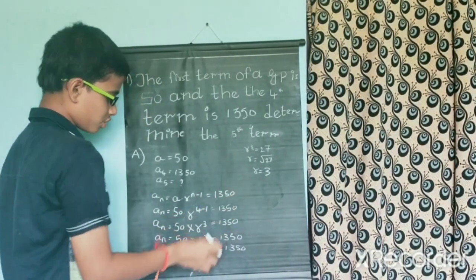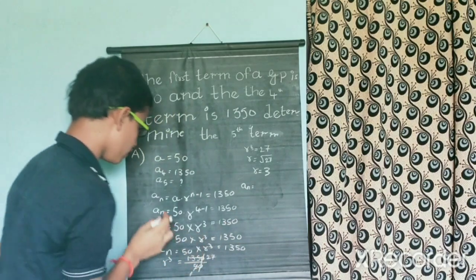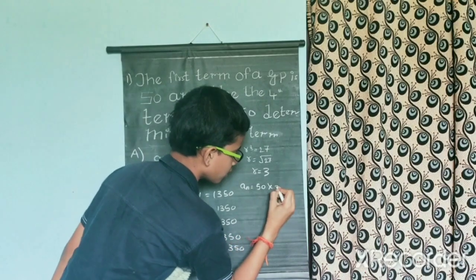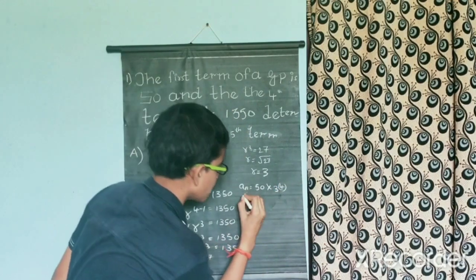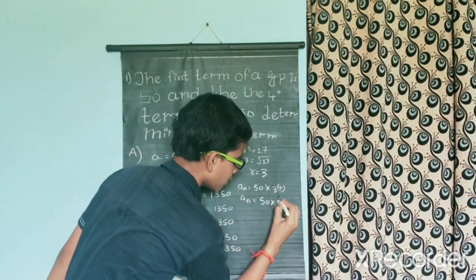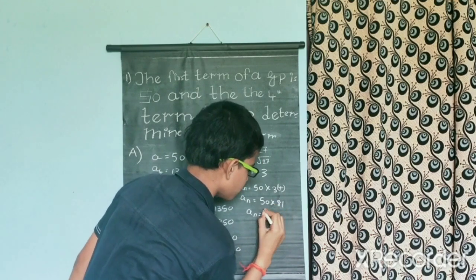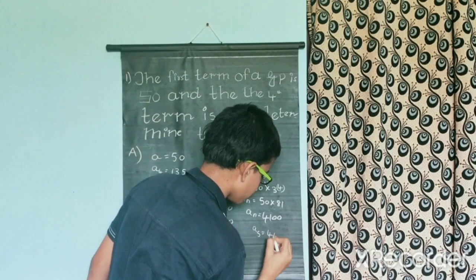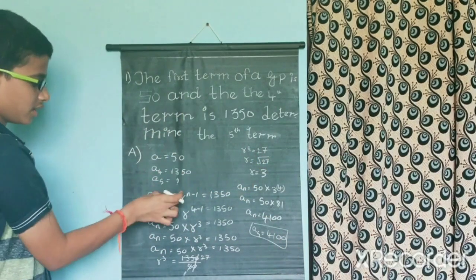Here we found the r value. Substitute in this nth term formula: a5 equals 50 into 3 power 4, and 3 power 4 is 81. So a5 equals 50 into 81, which is 4050. This problem is an example for this formula.